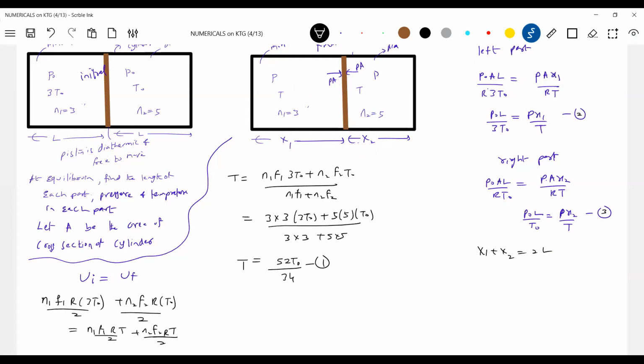Look at the diagram, that one. So what is x1 from this equation? P naught L T by 3 T naught P plus x2, which is P naught L T by T naught P, should be equal to 2L. So we know the value of T, substituting that we'll get the expression for pressure. T by T naught value will be substituted here. So L gets eliminated.